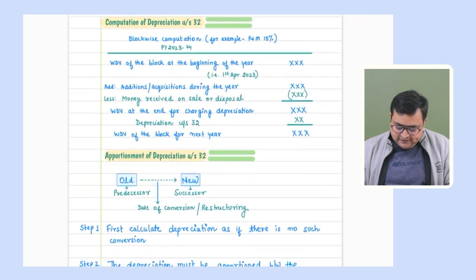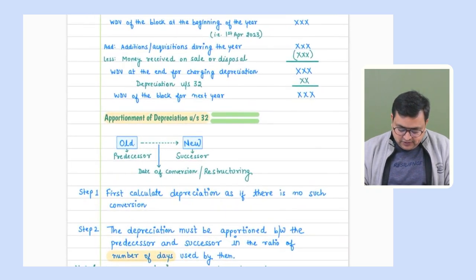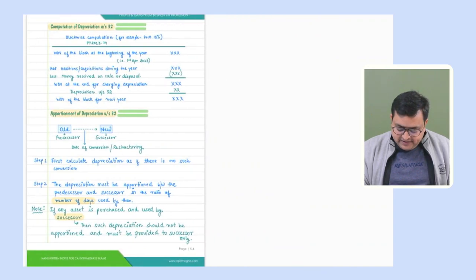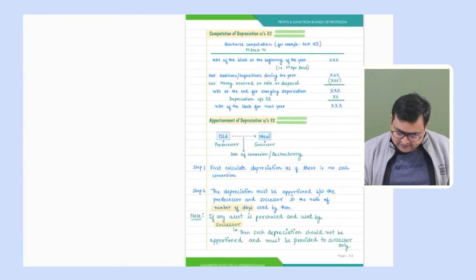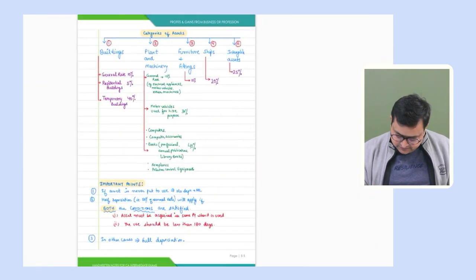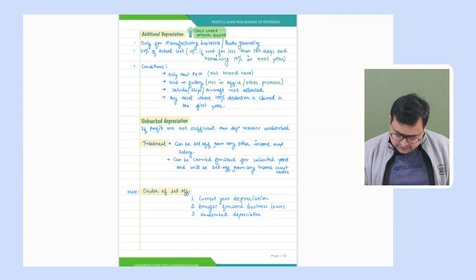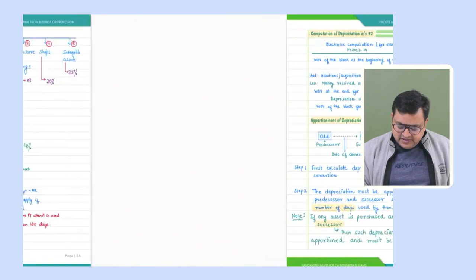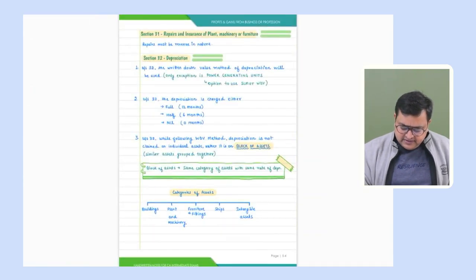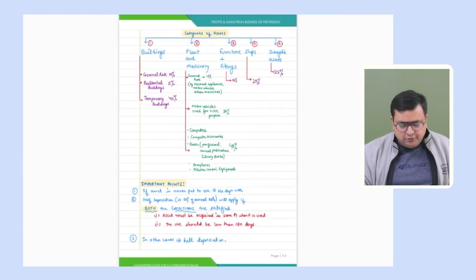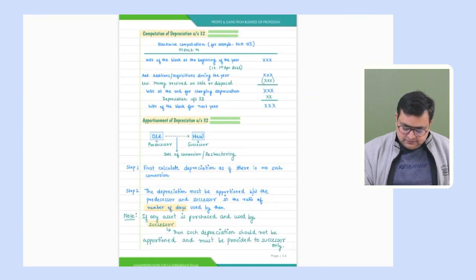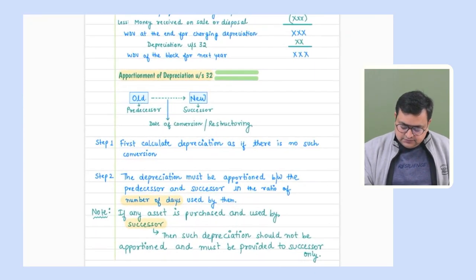Okay, next part is, we also know there is something called additional depreciation. Let me discuss additional depreciation first. Okay, let me discuss power generating, then I'll discuss that additional depreciation. Let's come to apportionment of depreciation.